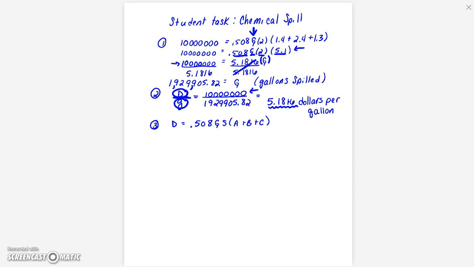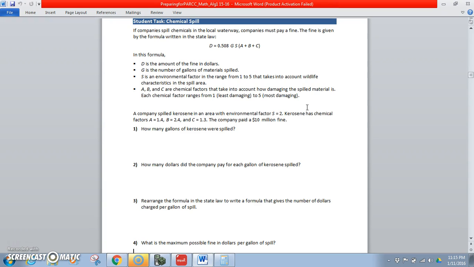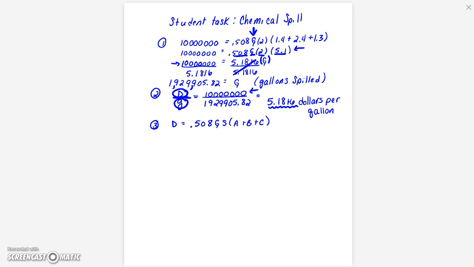Okay? This is where it gets a little bit hard. It wants you to rearrange the formula in the state law to write a formula that gives the number of dollars charged per gallon of spill. So again, you guys, what it wants the formula to be is dollars per, that division sign, gallon. So how are we going to get that? We want dollars over gallons.